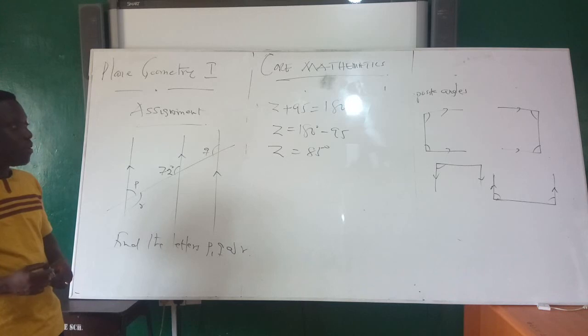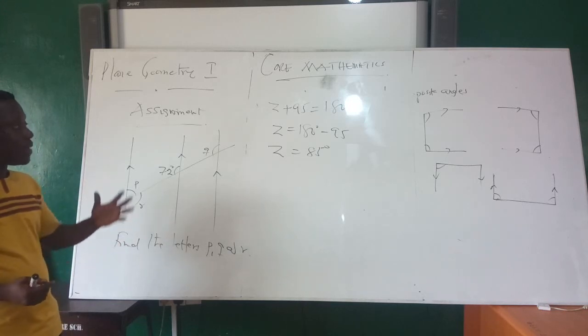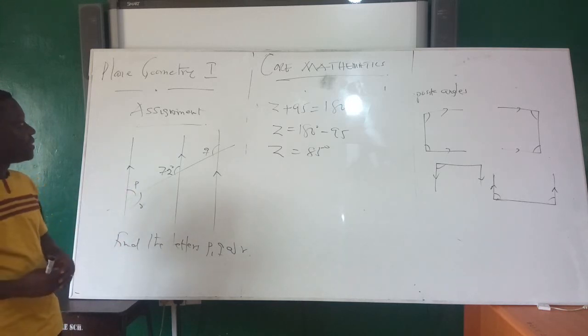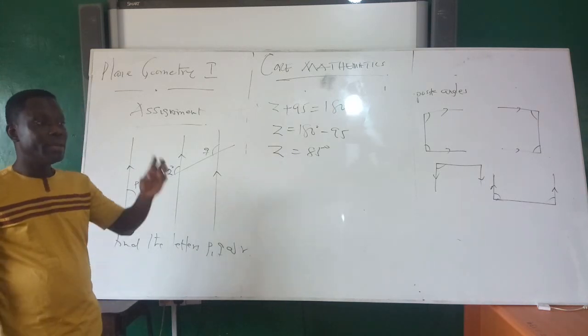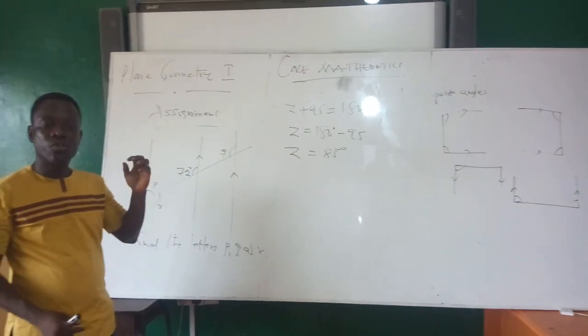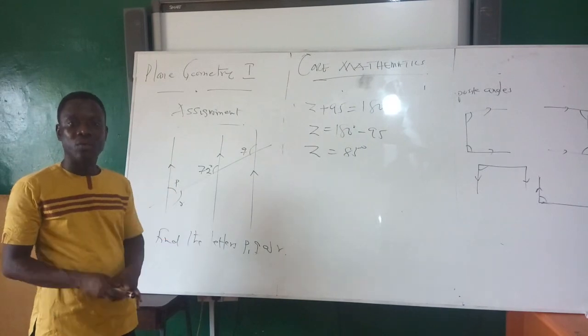So, thank you very much. And in short, we have gone through the three properties that fall under angle properties of parallel lines, namely corresponding angles, alternate angles, and co-interior angles.